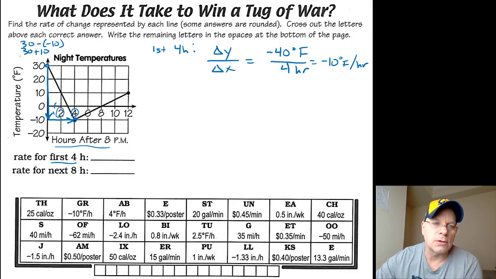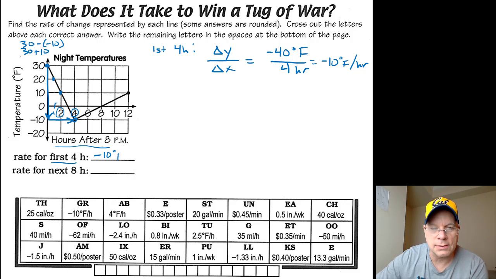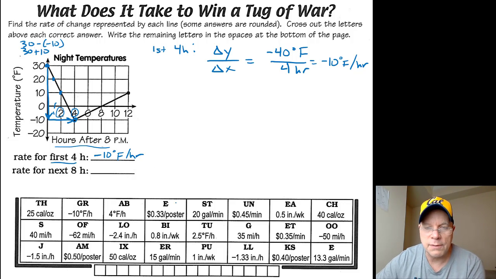And we can kind of see that, like if this is 2 hours, this is 1 hour. It goes from 30 degrees to 20 degrees in the first hour, then it goes down 10 more degrees in the next hour. So you can sort of see that negative 10 degrees. It's dropping by 10 degrees Fahrenheit each hour from 8 p.m. to midnight. And there it is right there.